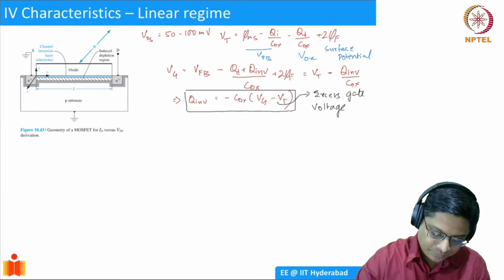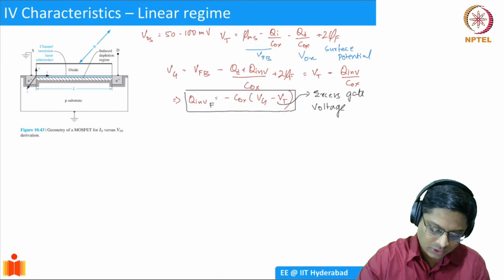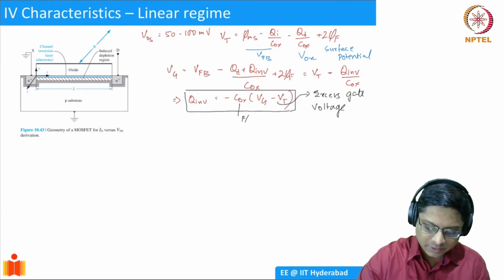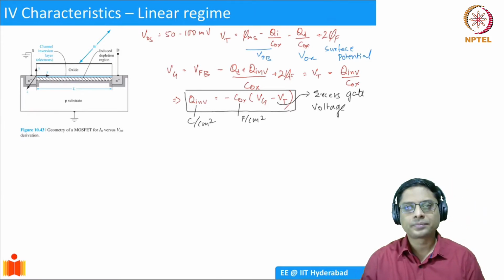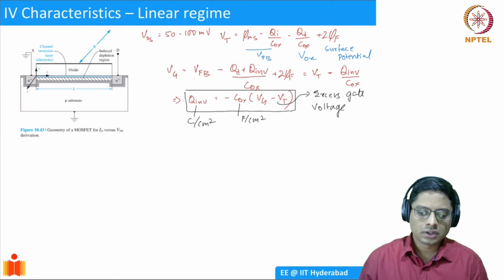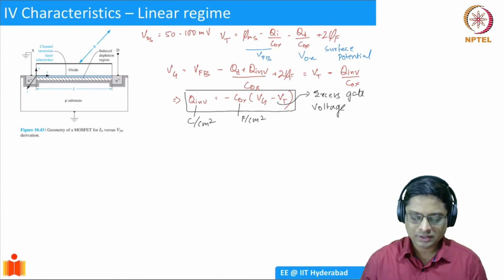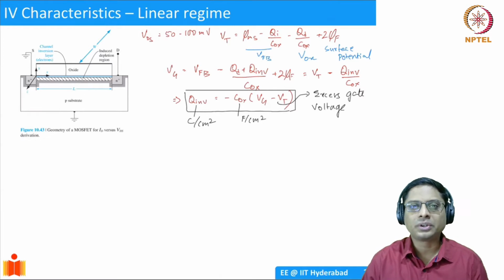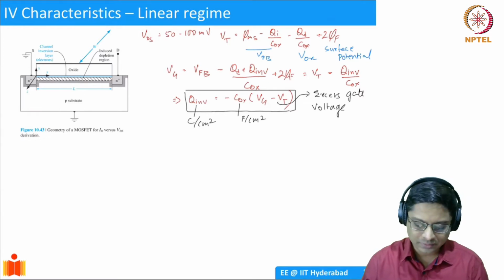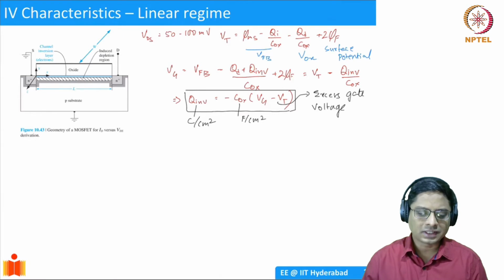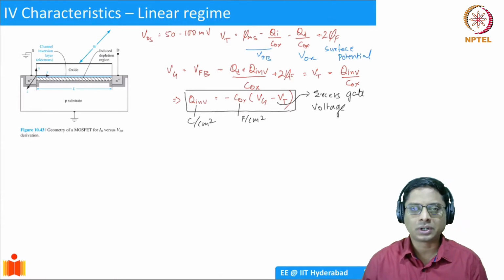But remember, Cox here is farads per centimeter square, so your charge is going to be coulombs per centimeter square. It's a charge density. So if your Vg increases, your Q inversion is going to increase proportionately, is what it is saying. This is a very nice expression for us to calculate the total inversion charge density.